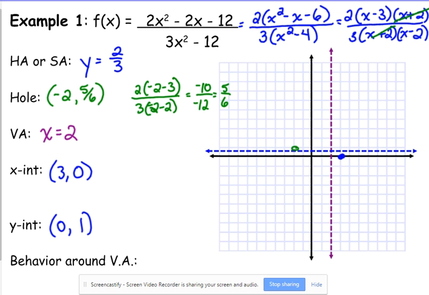Okay, you could have gotten the same thing if you plugged it into the factored version. You just have to multiply. 2 times negative 3 is negative 6. 3 times negative 2 is negative 6. Negative 6 over negative 6 is 1. Either way, you get to the same thing.